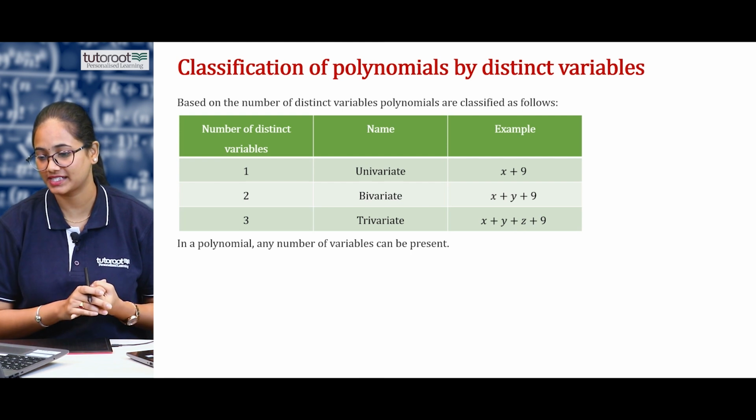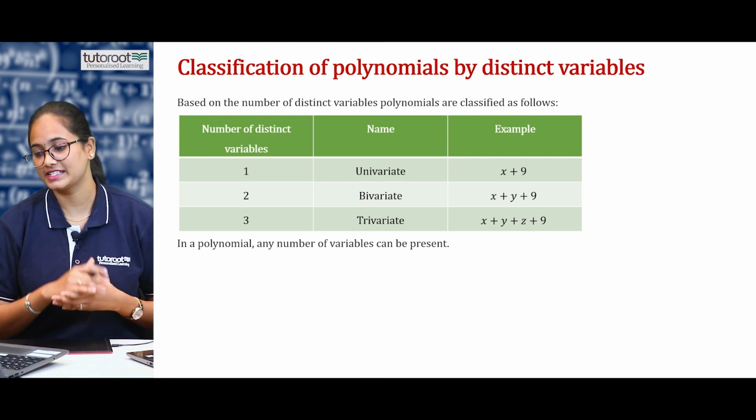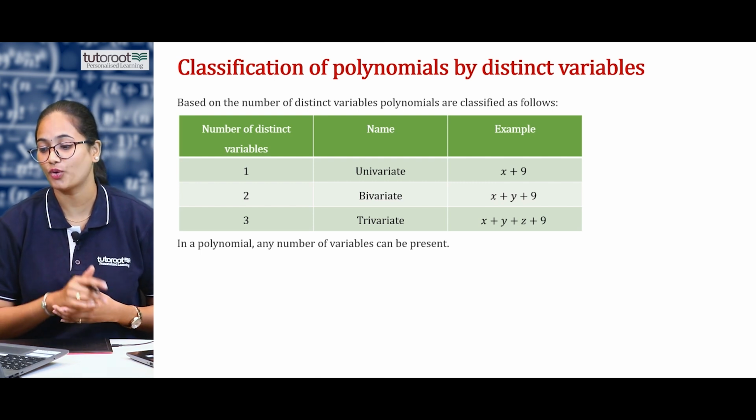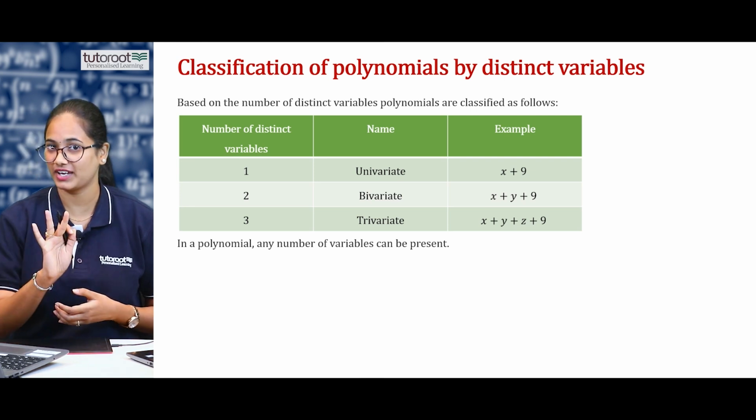you can observe on the screen 1, 2 and 3. That is univariate, bivariate and trivariate. That means in univariate only one variable is present. In bivariate 2 variables are present. In trivariate 3 variables are present.